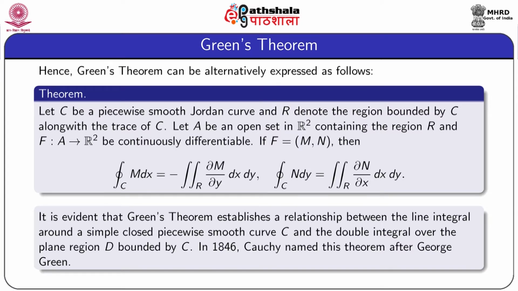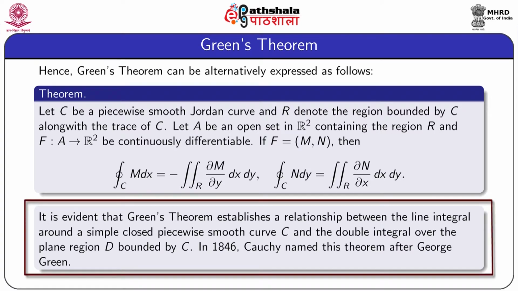It is evident that Green's theorem establishes a relationship between the line integral along a simple closed piecewise smooth curve C, that is a Jordan curve C, and the double integral over the plane region D bounded by C. In the year 1846, Cauchy named this theorem after George Green.